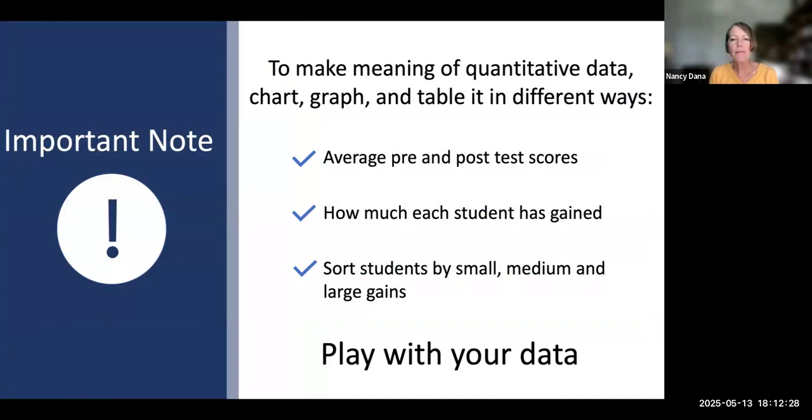Something that's really important, though, to remember in the analysis of quantitative data is that you want to make meaning of it in different ways. So here are some examples: you might average pre and post test scores and compare and contrast them. You might look at individual students and how much each student has gained. You might sort students by small, medium, and large gains and see if that gives you any insights. An adjective I'm going to use is this notion of playing. That's in essence what you want to do with your data. You kind of want to play with it because looking at it in different ways can bring you to new and sometimes deeper insights. So always remember to take some time to play with your data, look at it in different ways, and see if anything surprises you, or if anything new is revealed when you sort it in different ways.